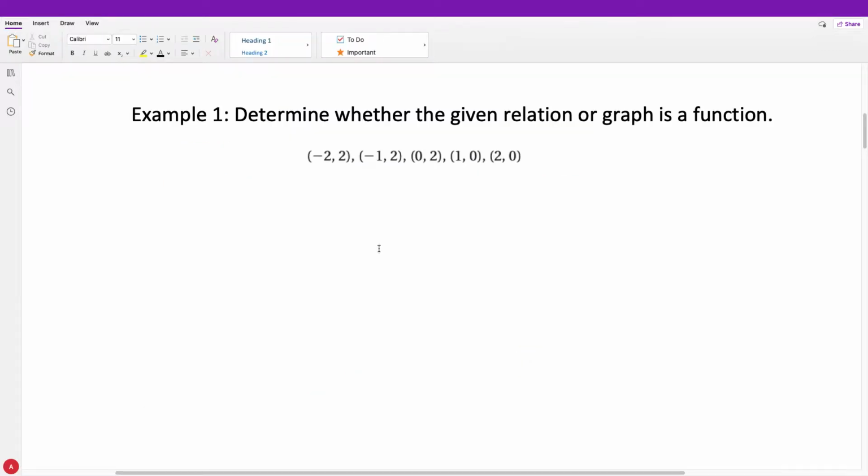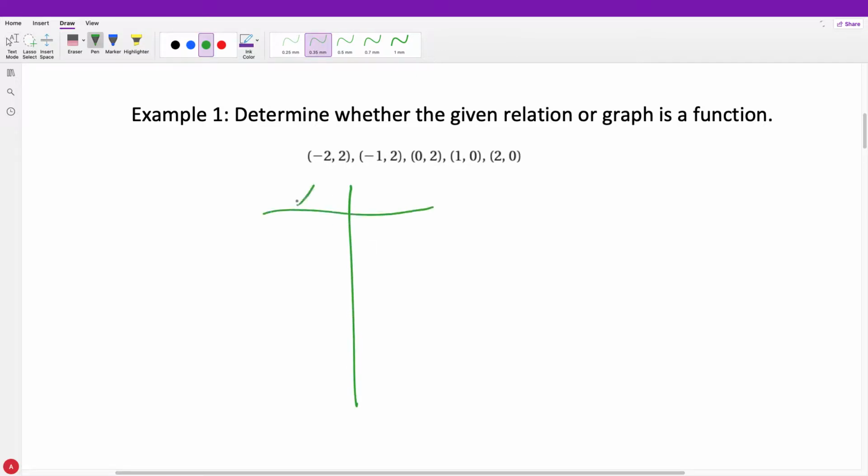Okay, so for example 1, determine if the given relation is a function. Because we have all points, it's not a graph. When we're looking at this, it might be harder to look at it when it's given to you in points like this, so maybe you might want to rewrite these as a table. So I'm just going to rewrite -2, -1, 0, 1, 2. I'm writing all of my x values. Then I'm going to write all my y values.